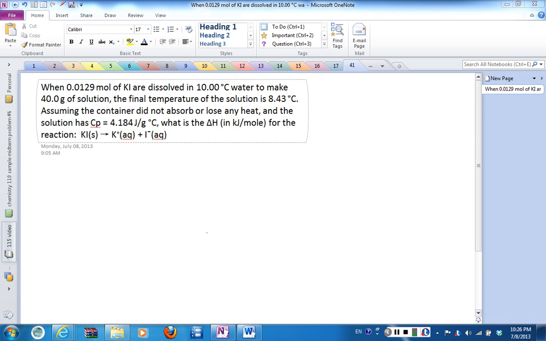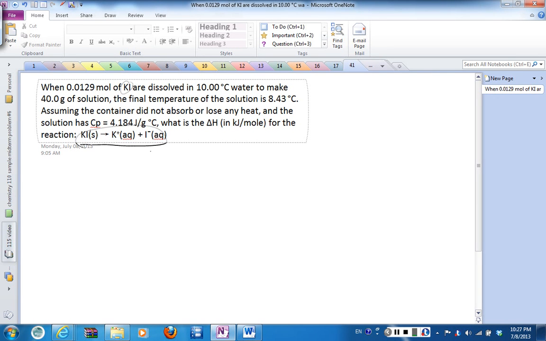Alright, so let's take a look at the problem first. What is it talking about? There's a pretty lengthy description here about the process, but let's find out what's really going on. So we dissolved some ionic compound, potassium iodide, and we know, being a soluble salt, when you dissolve that, it's going to dissociate. And you can look at the dissociation process as basically a chemical reaction. Listed it here.